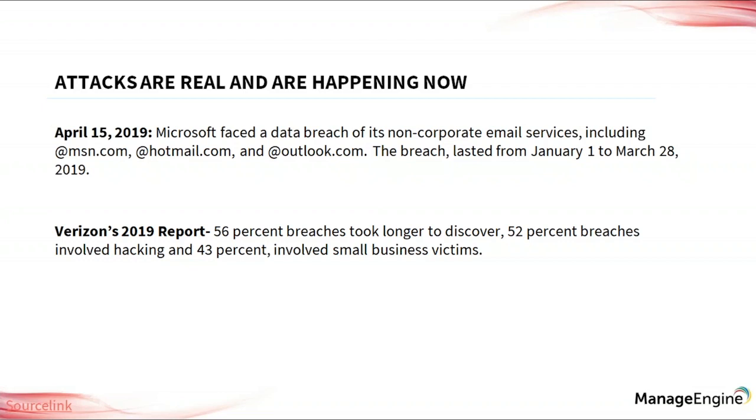Verizon's 2019 report, the latest data breach report that came out, states that 56% of breaches took longer to discover. 52% of breaches involved hacking, right? Involved using user credentials to gain access to the internal network. And 43% of breaches involved smaller business victims, the smaller thriving companies, right?